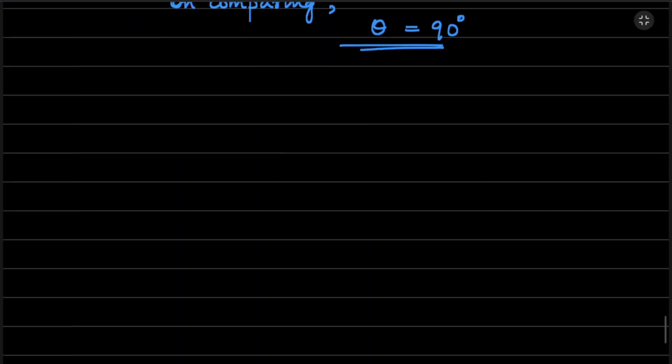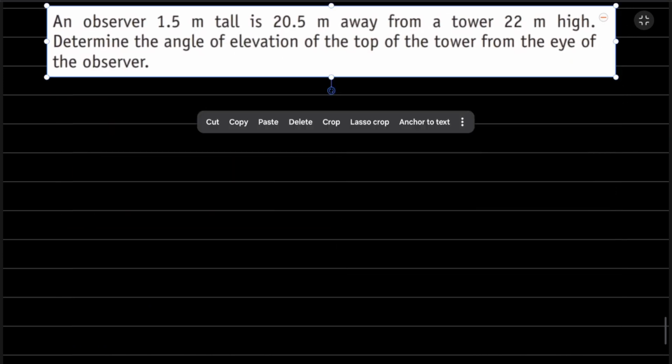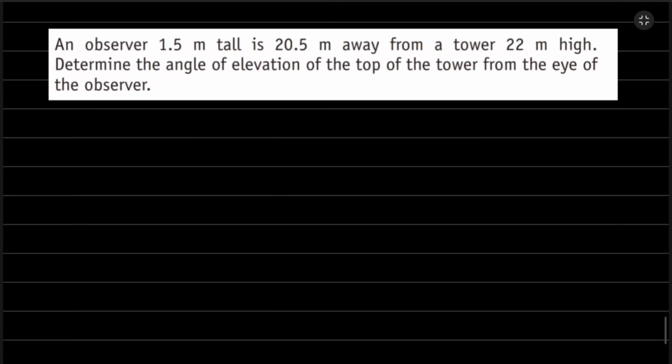Let's do the next question. An observer 1.5 meter tall is 20.5 meter away from a tower 22 meter high. Determine the angle of elevation of the top of the tower from the eye of the observer. Let's draw the diagram. The observer is 1.5 meter tall. So this is the observer, just an example. He is 20.5 meter away from a tower 22 meter high.